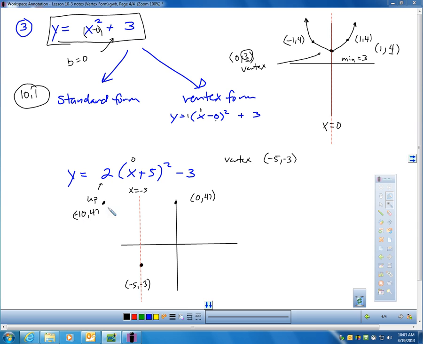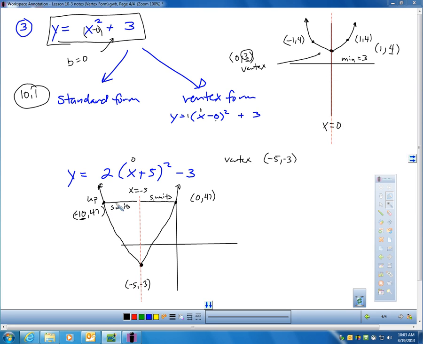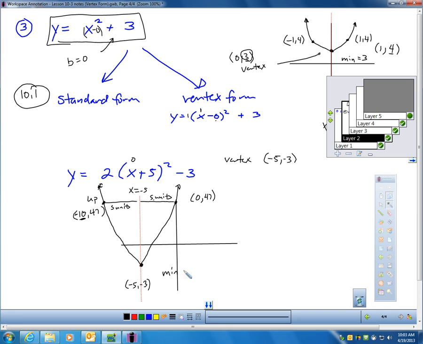47). Remember, the reason I'm getting negative 10 so quick is from here to the mirror is 5 units. So I got to go 5 units over here to get to the other point. Well, 5 and 5 is negative 10, right? Okay, and then you can see the parabola opening up. It's not a great sketch, but I'm doing my best. And this parabola has a minimum value at negative 3.